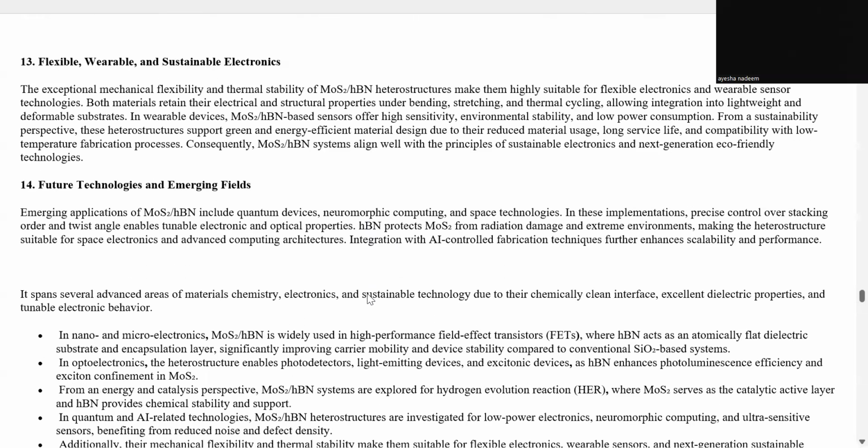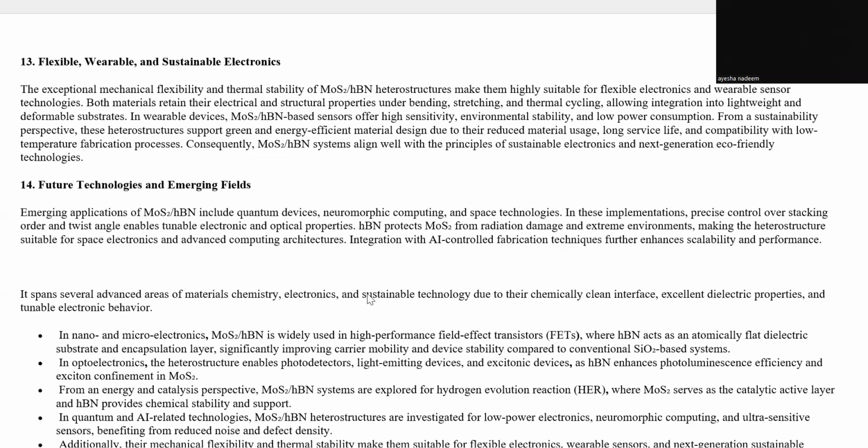The 14th and the last application includes the future technologies and emerging fields. Emerging applications of molybdenum disulfide and hexagonal boron nitride include quantum devices, neuromorphic computing, and space technologies. In these implementations, precise control over stacking order and twist angle enables tunable electronic and optical properties.